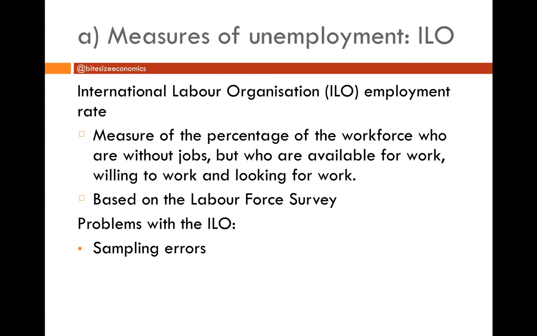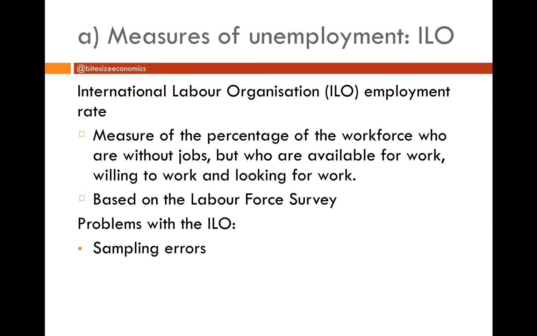So where the claimant count counts people who are just actively seeking a job that week, here they've been seeking it for 4 weeks previously and they're able to start work within the next 2 weeks. And it's a measure based on the Labour Force Survey, and it's a newer method. So it's newer than the claimant count.